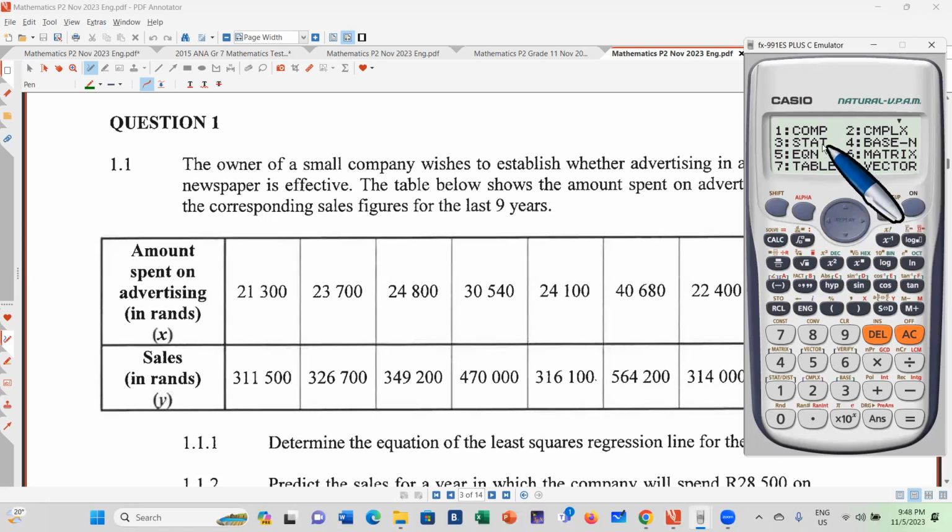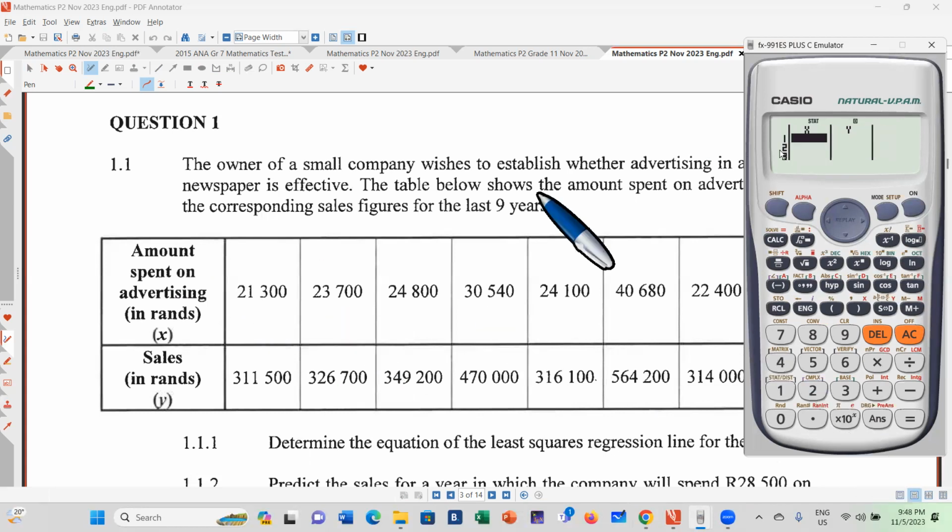We need stats. Stat is 3, so we press 3 like this. But this one is like 2 rows. So we don't need one variable, but we need a plus bx for the least squares regression line. We need a plus bx, but that is 2, so we're going to press the number 2.